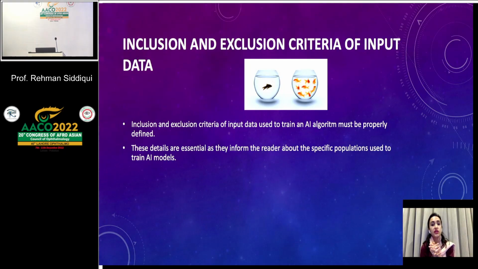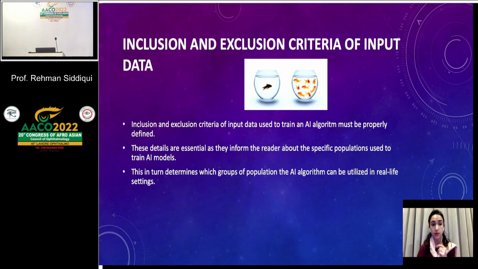For example, in diabetic retinopathy, we want to see what our inclusion criteria is, what the age was, what the gender was, what the ethnicity was of our inclusion criteria. So this must be properly defined, because they will inform the reader about what populations were used to train the AI models. Okay, and then in extension, this will determine which groups of population this particular AI system can be utilized in real life settings.